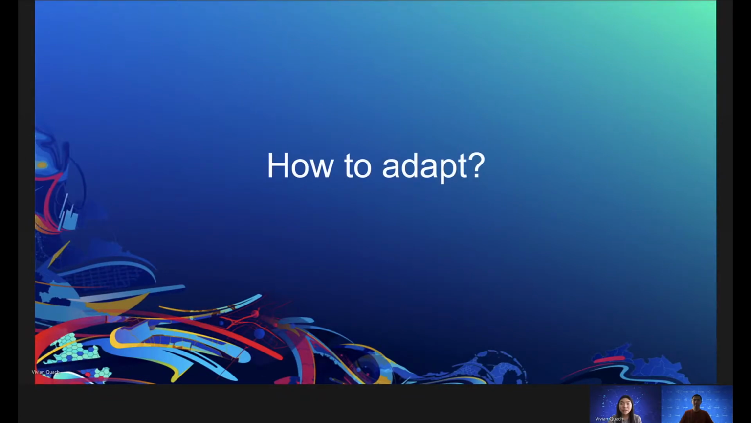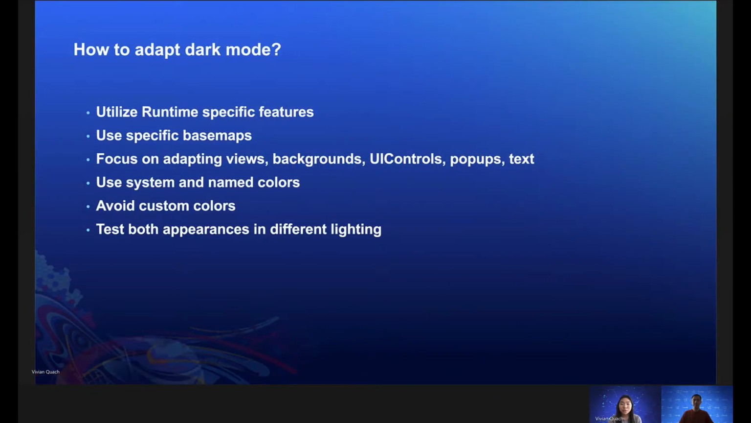Now, how do we even adapt to dark mode? What do we need to change? What colors should we use? As some of you may know, the Runtime SDK offers some unique features like callouts, pop-ups, and OAuth login. And to make your dark mode adaptation a little easier, these features automatically adapt to dark mode. But if that's not your style, you can, of course, opt out of the adaptation.